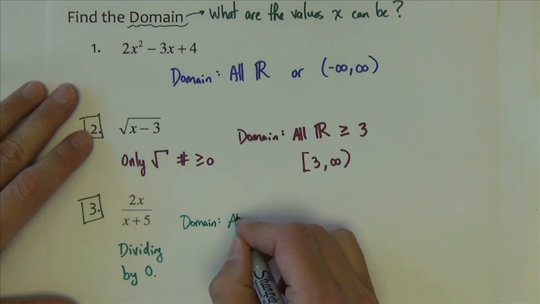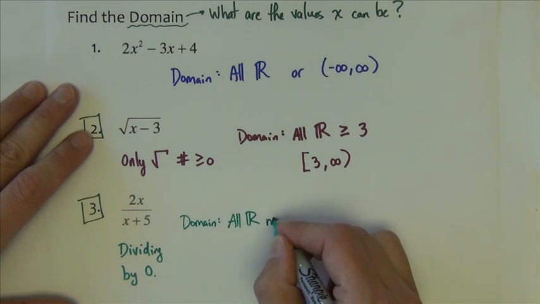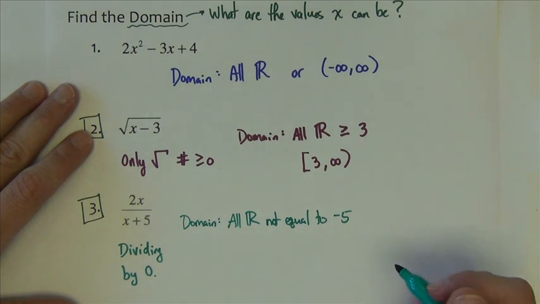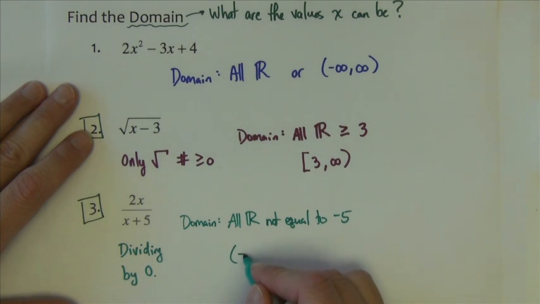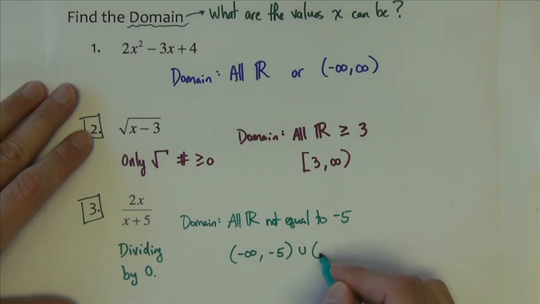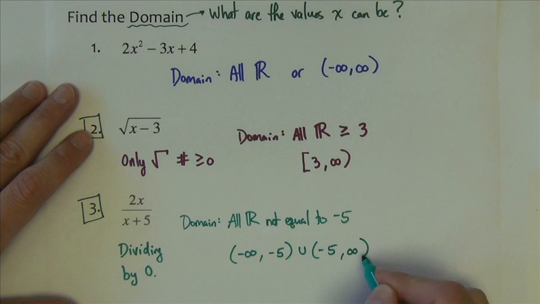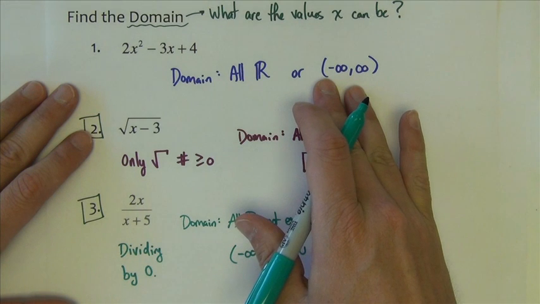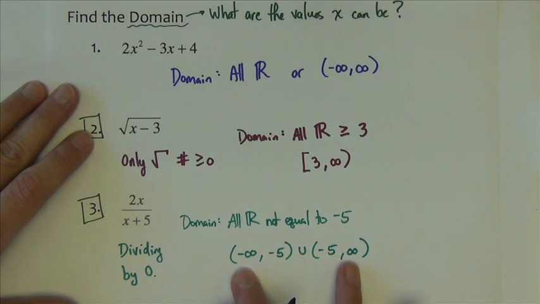So our domain is all real numbers not equal to negative 5. Or I could write negative infinity to -5, or -5 to infinity. So it's not negative to positive infinity as in the first example, but essentially it's negative to positive infinity with -5 thrown out. Remember, the rounded brackets mean don't include that number. The only number I'm not including is -5. I'm including everything else from negative to positive infinity.